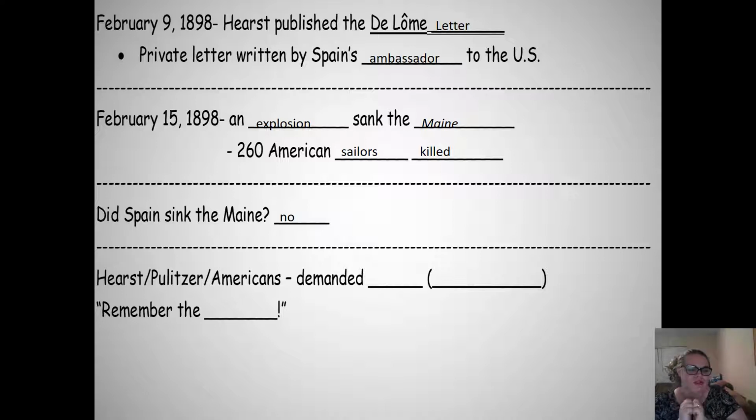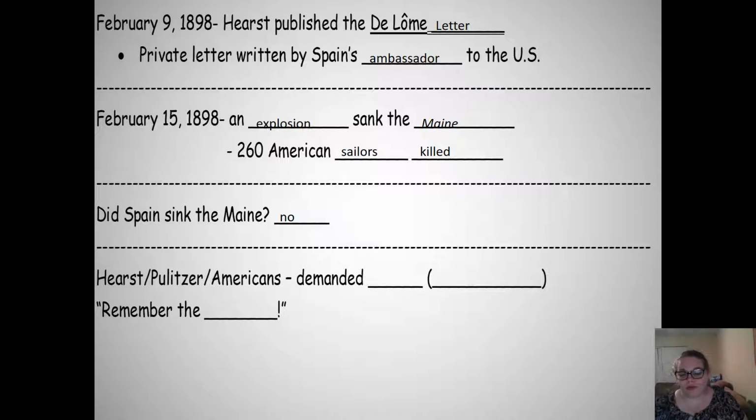And if you know anything about explosions, when an explosion blows out, that means the explosion started inside the ship. So it wasn't a torpedo coming into the ship. It was something inside the ship blowing out. And what most people think happened was they stored ammunitions too close to the boiler room, and the ammunitions got too hot and exploded. Now, is that going to matter to any of these people who are selling papers and trying to make money? No, of course not.